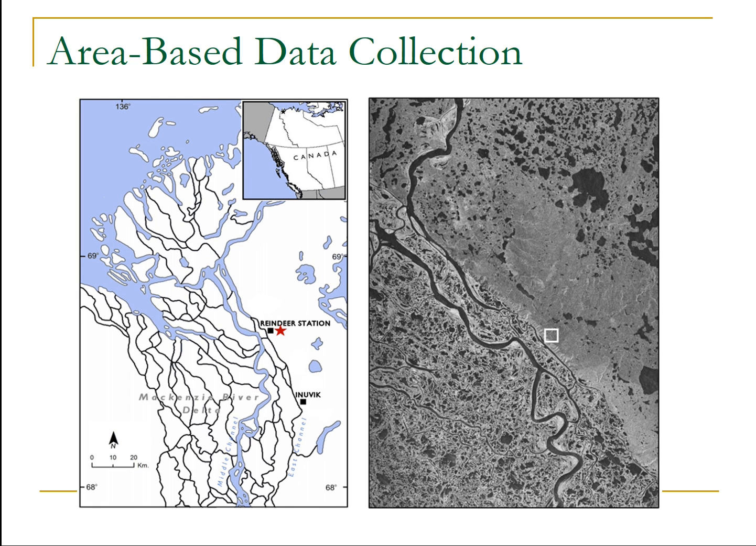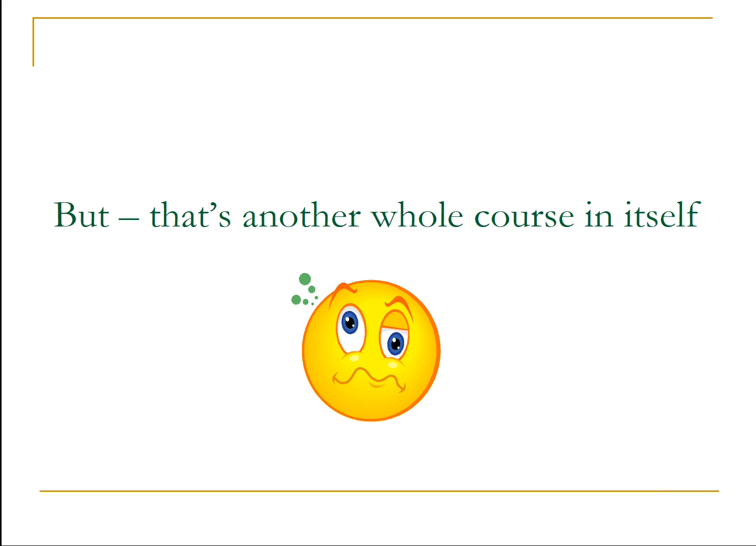Here's my master's work that we did up in Reindeer Station. So how do I georeference all of that? This is the area that I was looking at right here, which is Reindeer Station. So it's a little bit of a different type of map, right? But again, that's a whole other course in itself.